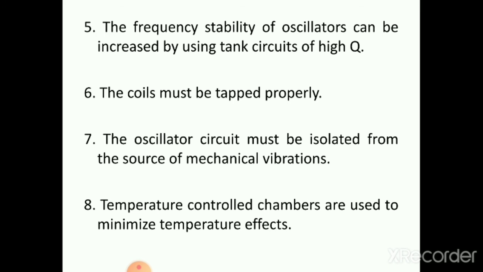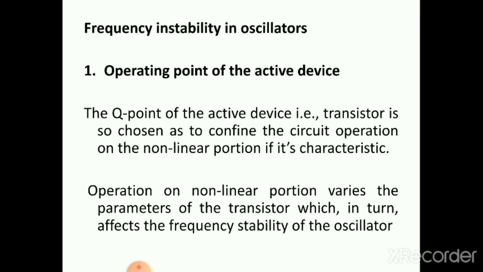The coils must be tapped properly. The oscillator circuit must be isolated from the source of mechanical vibrations. Temperature control chambers are used to minimize temperature effects.